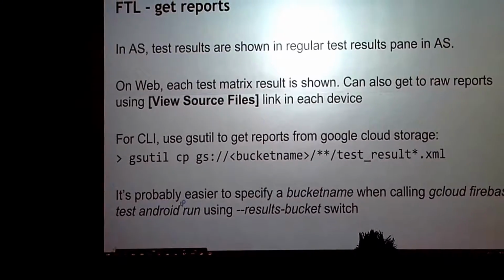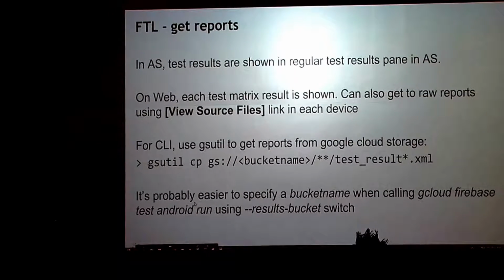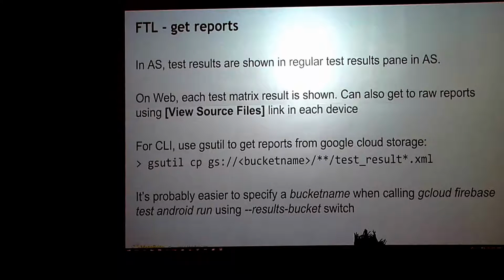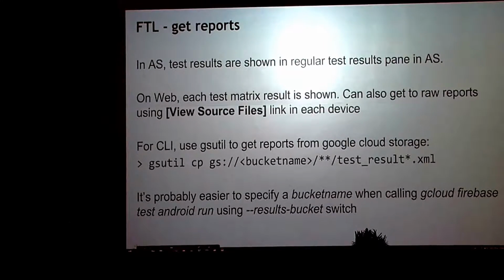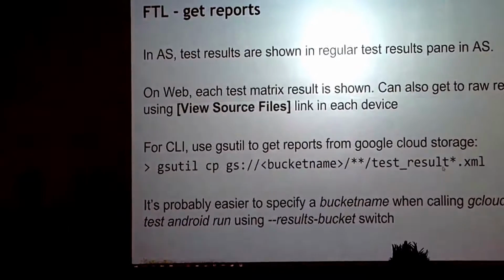And for the command line, you have to use the Google Storage utility, gsutil, not gcloud. I don't know why they're 2 separate utilities. I mean, AWS has the AWS CLI that talks to all their services. I don't know why we can't have one. But you basically use this syntax, cp, and gs is Google Storage, and then the bucket name, which you have to parse from some output. And then if you want the test result, you can do test_result.xml.